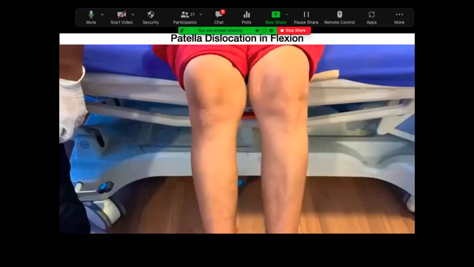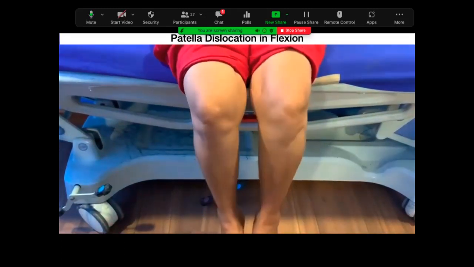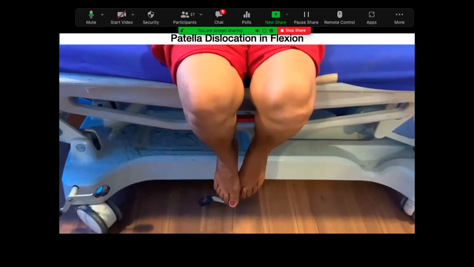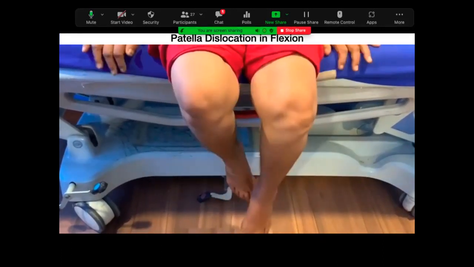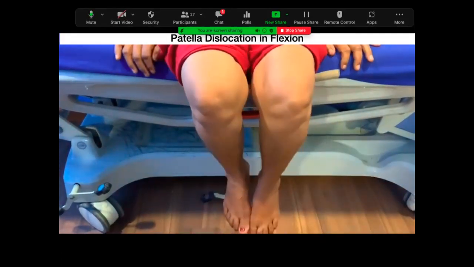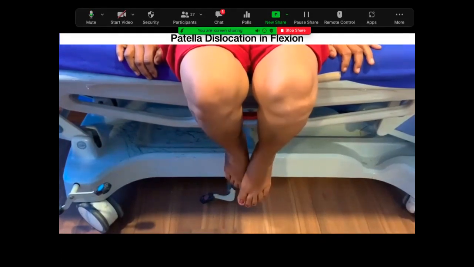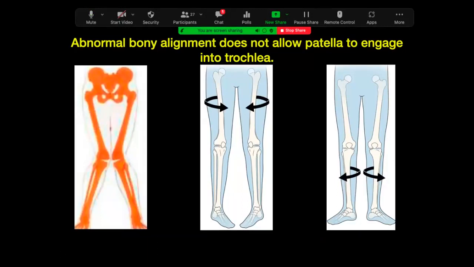In this patient, look very carefully: the patella is coming down up to 80 degrees, and then as it goes further, the patella dislocates. So here the problem is the trochlear groove. The patella is dislocating in flexion. This is important to understand. When the patella dislocates in extension versus when it dislocates in flexion, the etiology is completely different.